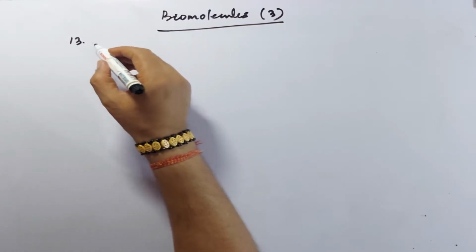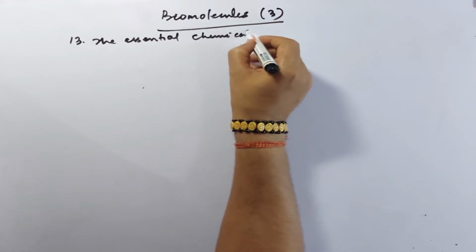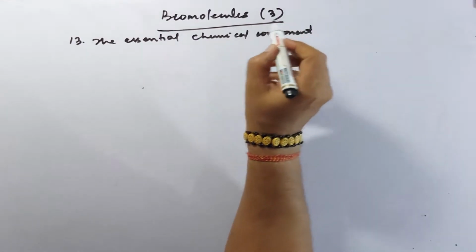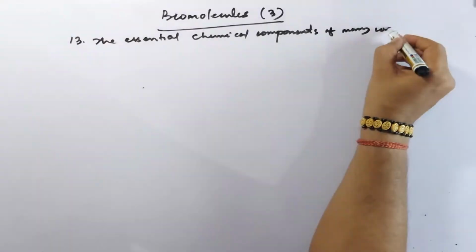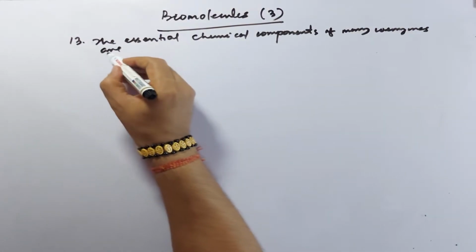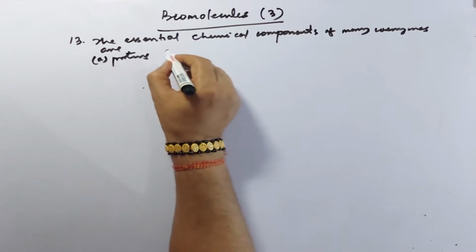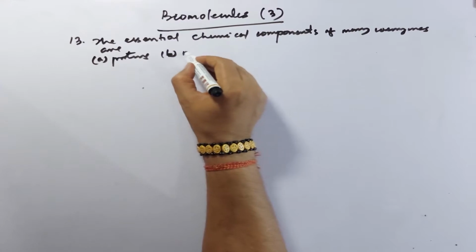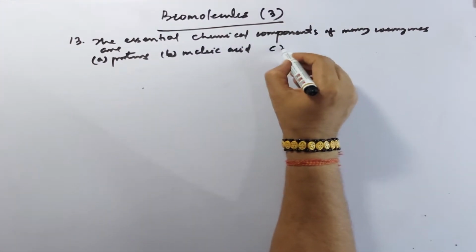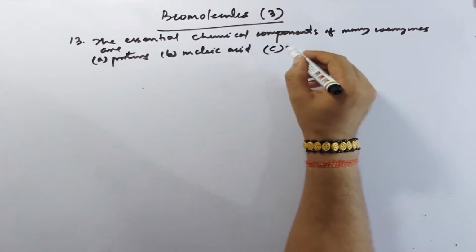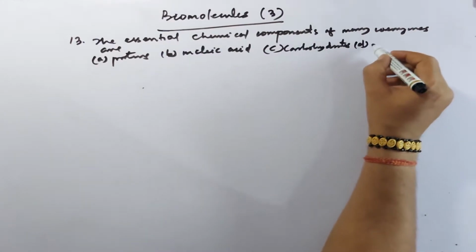In 13, the essential chemical components of many coenzymes are: first option, that is proteins; B, that is nucleic acid; and C option is carbohydrates; and D option is vitamins.